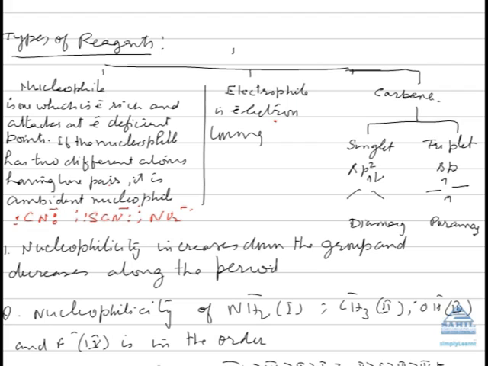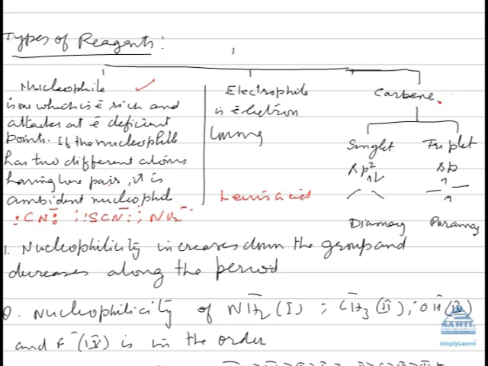Electrophile is electron loving species and is itself electron deficient. Electrophile is a Lewis acid, whereas nucleophile is a Lewis base. Most of the metal ions, transition metal ions, are electrophiles. All the ligands are nucleophiles. Then the third one is the carbene.